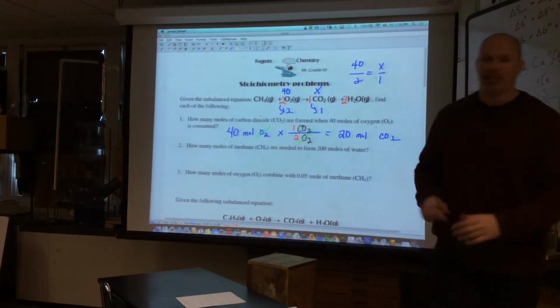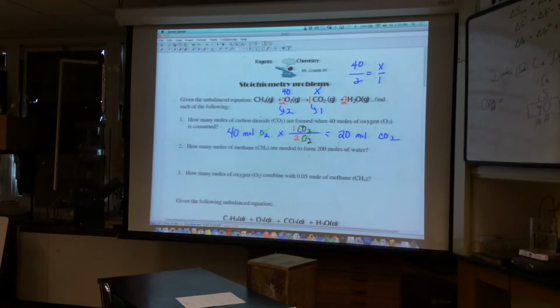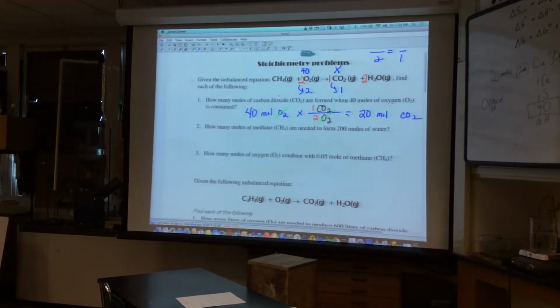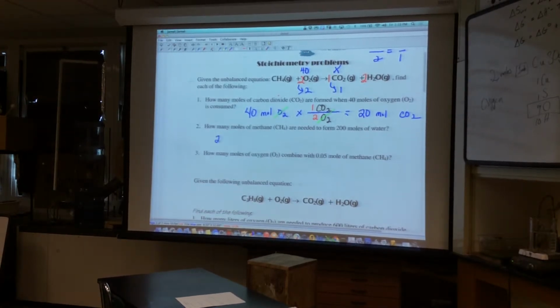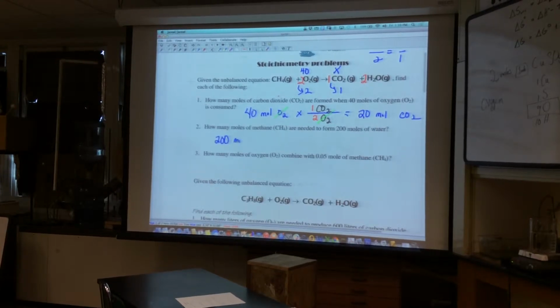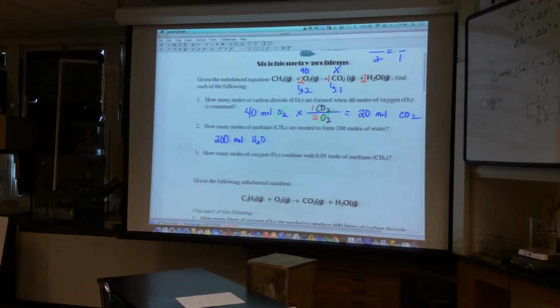Number 2, how we set it up. How many moles of methane are needed to make 200 moles of water? What do I write down first? 200. What's given to me? 200 moles of water. What are they asking for? They're asking for methane. They're looking for moles of methane.